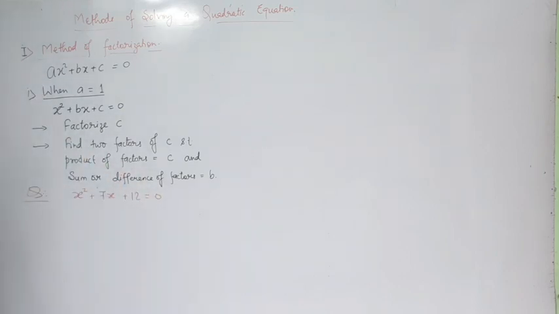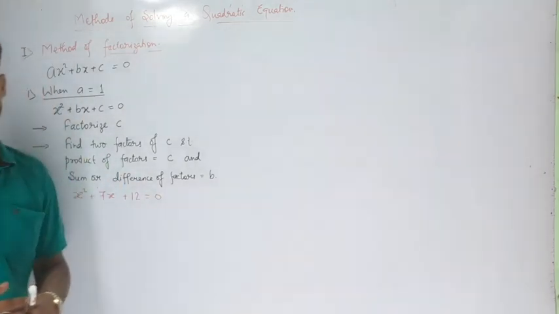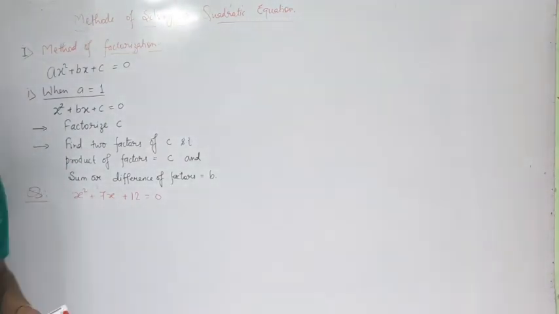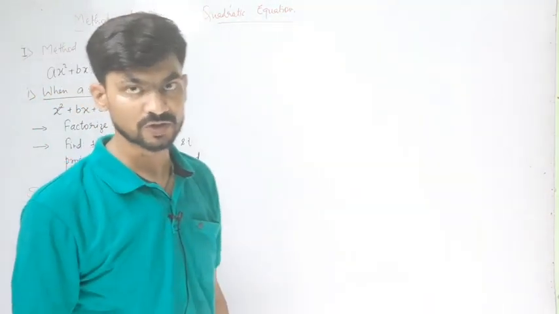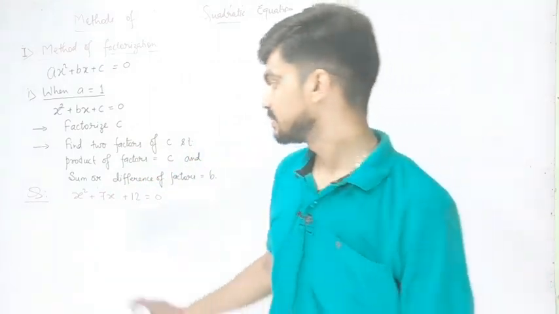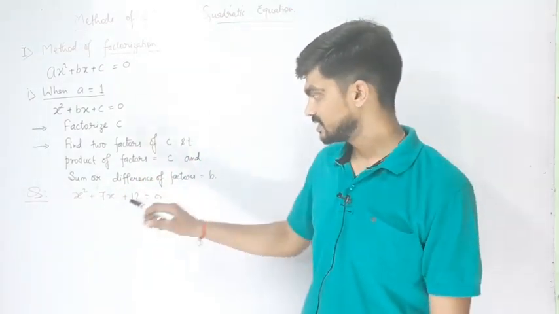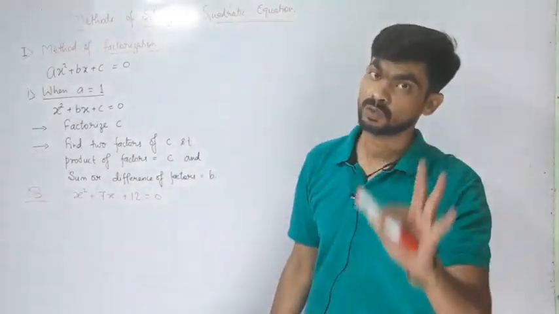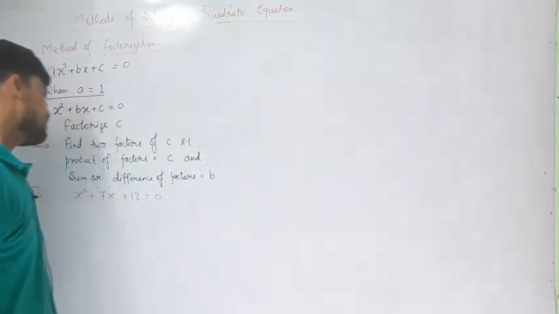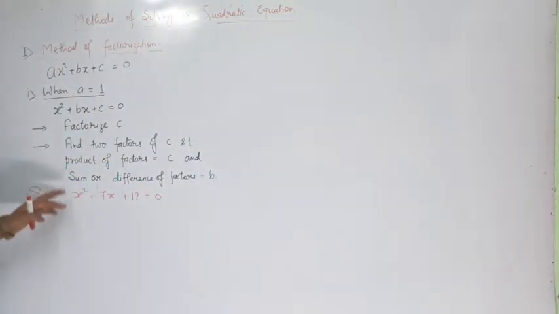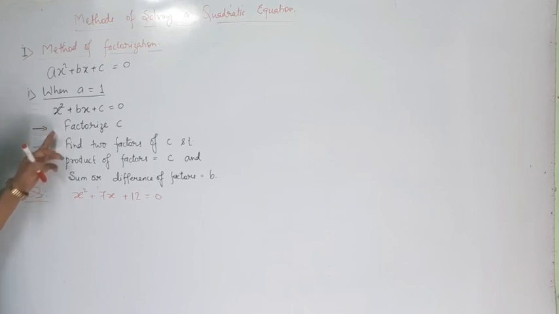We have a question, x square plus 7x plus 12. This we have to factorize and we have to find the solution. Solutions means roots. Roots means the values of x for which the given equation may become 0. How we will solve? So I told here you have to check whether a is equal to 1.